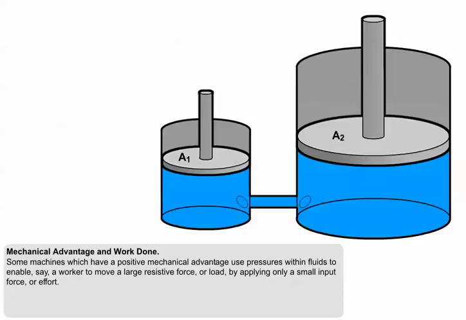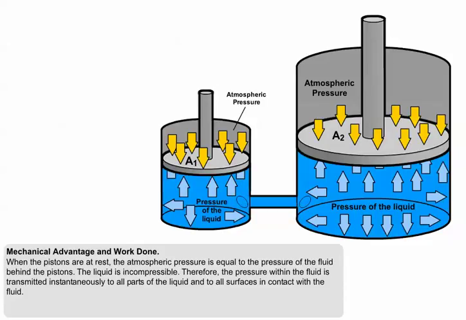This diagram here shows two cylinders of unequal diameters connected together by a sturdy pipe. The cylinders each contain a piston. The cylinders and pipe contain a fluid connecting the two pistons. When the pistons are at rest, the atmospheric pressure pressing down on the pistons is counterbalanced by the pressure of the fluid behind the pistons.